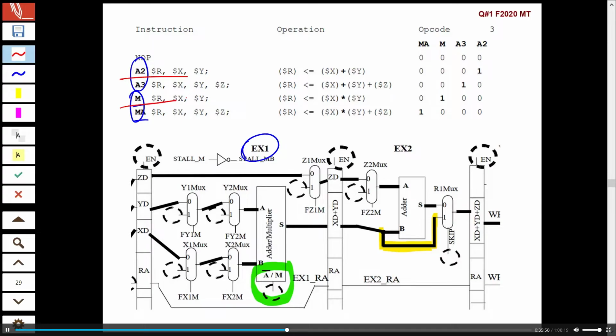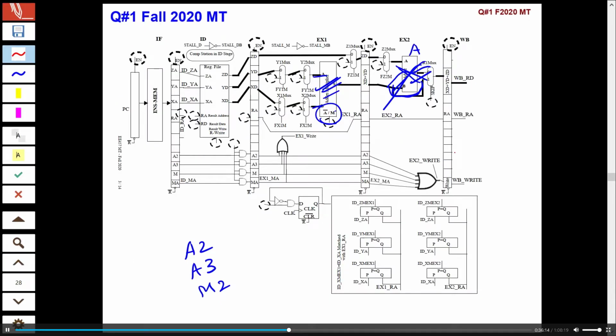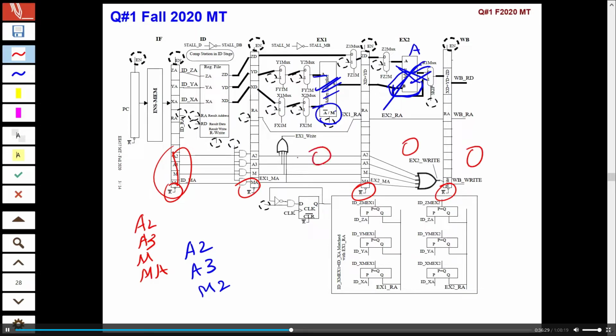I can draw a line like this where I use the EX2 or I skip using EX2. So those are the choices. It's one hot coded. So the signals are named as A2, A3, M, MA. These are one hot coded. So on reset, I clear these one hot coded, making sure that these are bubbles, and on reset I initialize the PC.